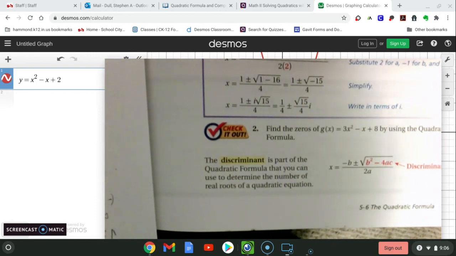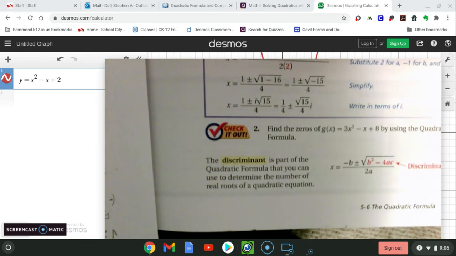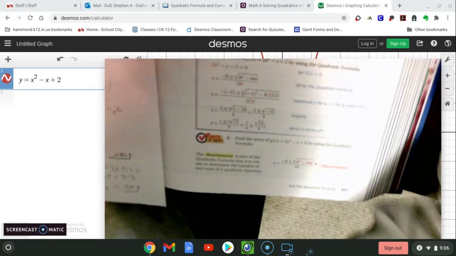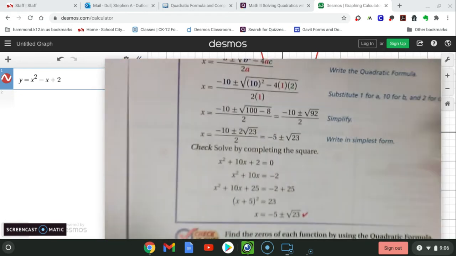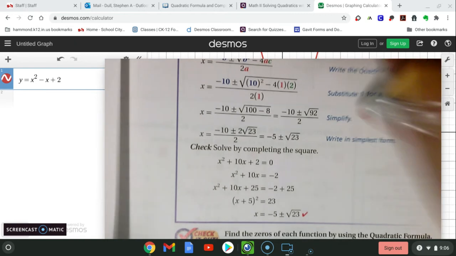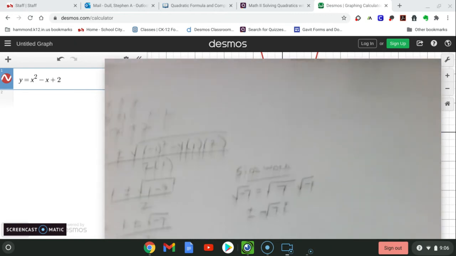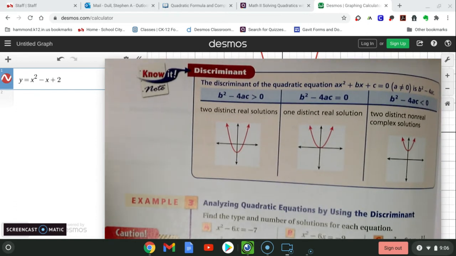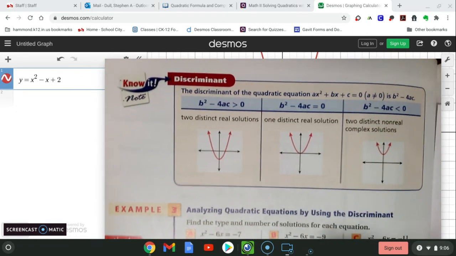Okay? And according to the textbook, the discriminant is part of the quadratic formula you can use to determine the number of real roots of a quadratic equation. Well, how? So you'll probably want to take a moment to copy down this chart.